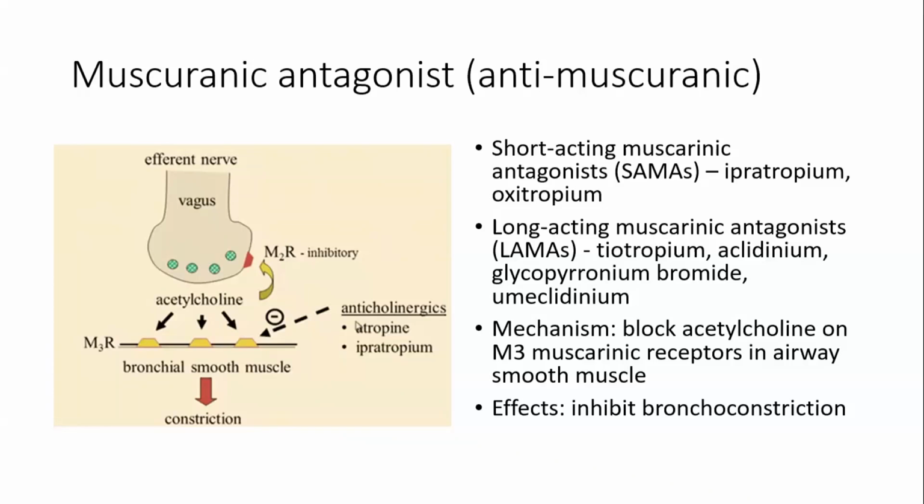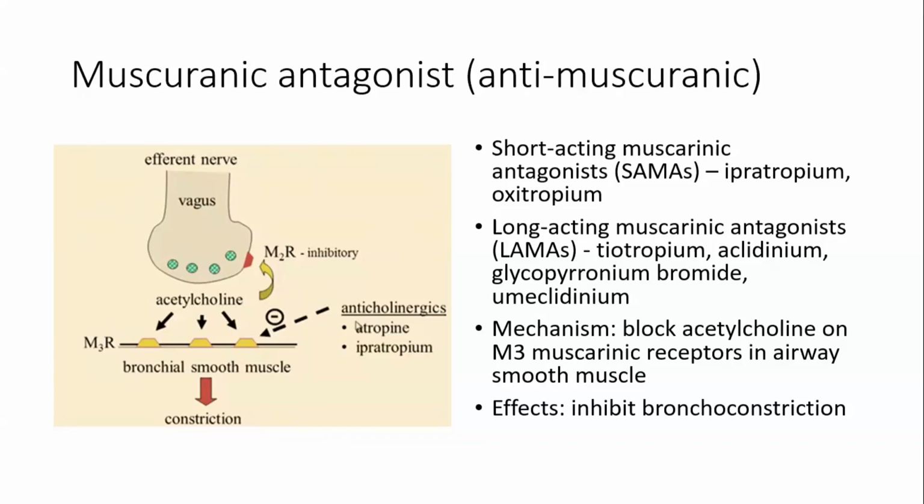So that is the difference between the beta 2 agonist and the anti-muscarinic. The beta 2 agonist targets the production of cAMP, while the antimuscarinic targets the M3 receptor. So they directly target the muscarinic activity, and that's why they are named antagonists.